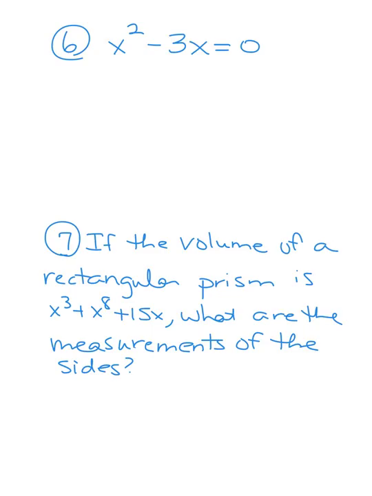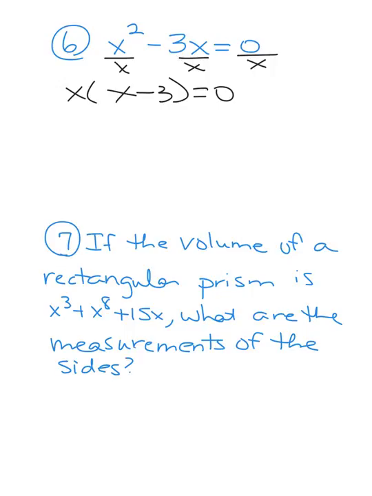Now number 6 looks slightly different. I have x squared minus 3x is equal to 0. So it's a binomial. We've been working with trinomials. But let's take a look. The first thing I'm always looking for is a greatest common factor. So on my left-hand side, I can take x, which is in both terms, so I can divide everything by x. Whatever I do to one side, I do to the other side. So I'm going to pull out my x there, and I'm left with x minus 3 is equal to 0.